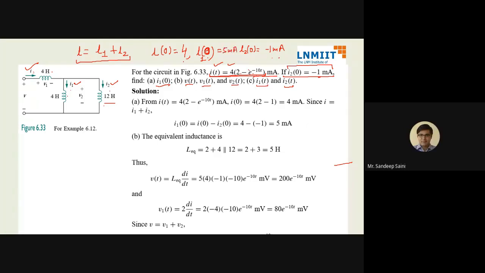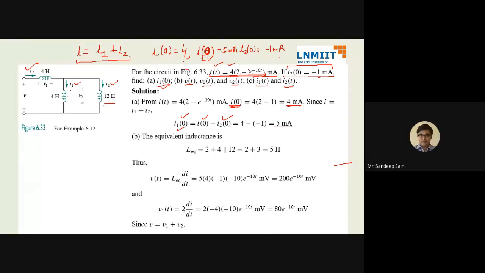Is this correct? Is this fine with everyone? Yes, sir. So I calculated I0 and I already know the value of I2. I know I can calculate I1. So this is the first calculation done. Any issues till this point? No, sir.